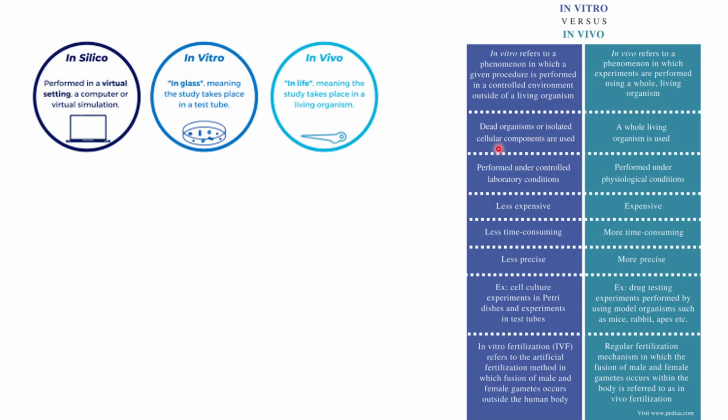Dead organisms or isolated cellular components are used in the case of in vitro. A whole living organism is used in the case of in vivo. In vitro is performed under controlled laboratory conditions, while in vivo is performed under physiological conditions. In vitro is less expensive, whereas in vivo is expensive. In vitro is less time consuming but less precise. In vivo is more time consuming but more precise.